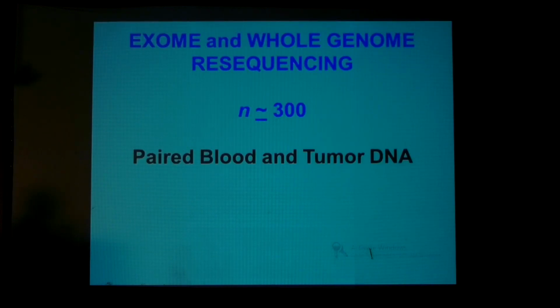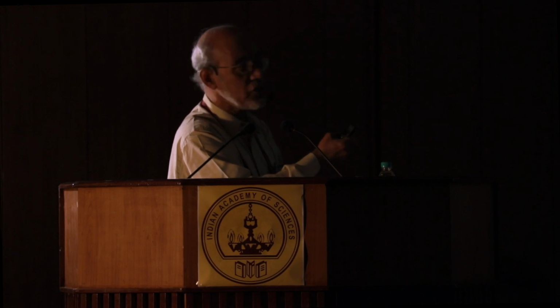So what we did was a combination, and I don't have the time right now to separate the two, so I've mixed the two. We did both exome and whole genome resequencing, and we've done this on 300 individuals, and it's always paired blood and tumor DNA. So we take a biopsy from the tumor, isolate the DNA from those cells in the tumor, and take the blood of that individual.